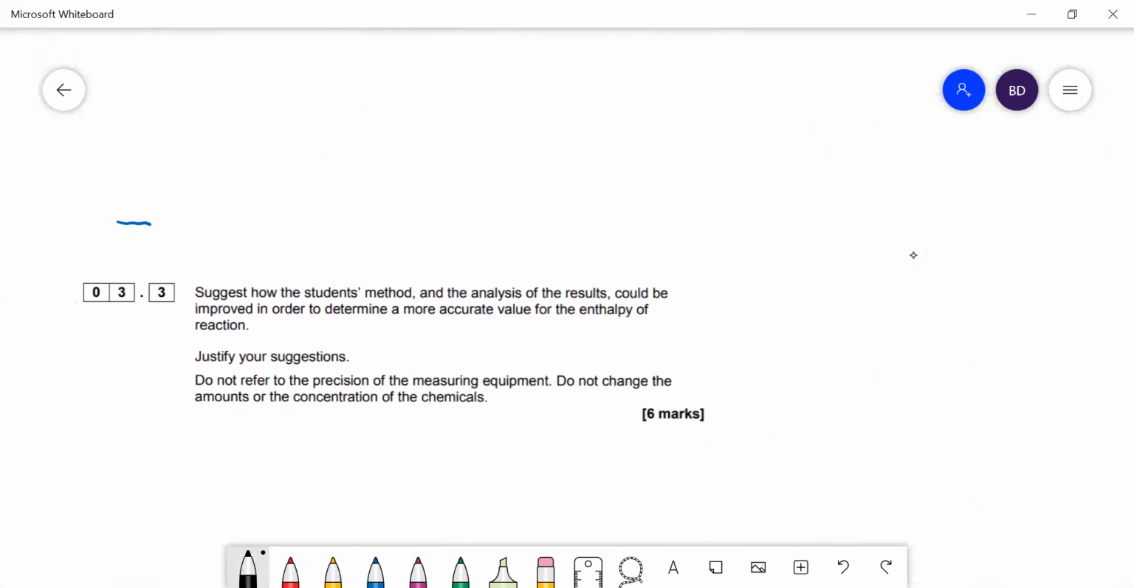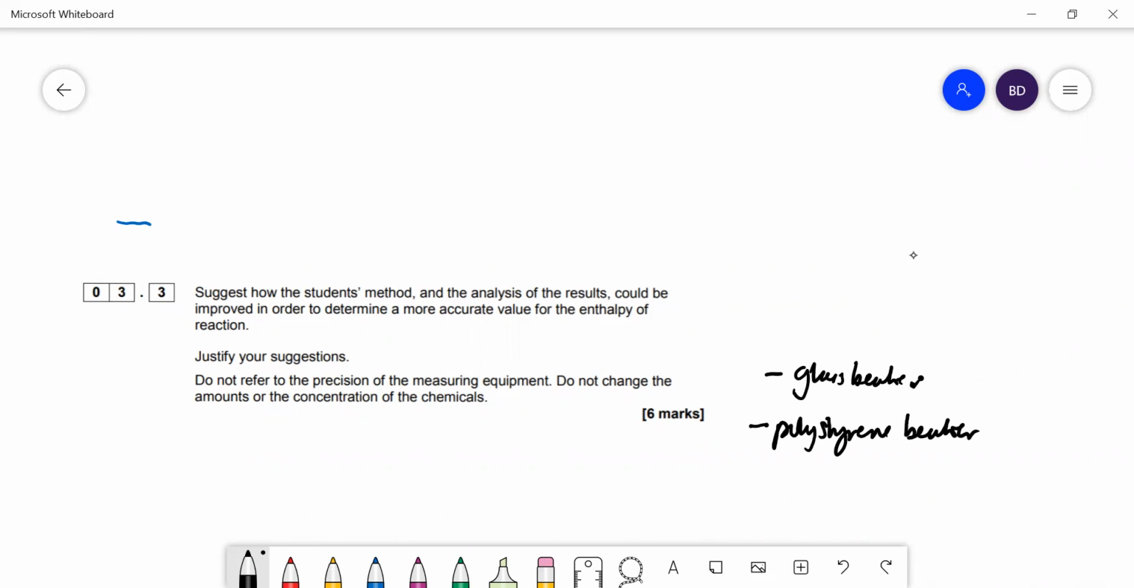3.3. Suggest how the student's method and the analysis of the results could be improved in order to determine a more accurate value for the enthalpy of reaction. Don't refer to the precision of the measuring equipment, and don't change the amounts or the concentration of chemicals. First of all, as I said earlier on, they used a glass beaker, and you wouldn't use a glass beaker, you would use a polystyrene beaker because that is a good insulator. And you'd probably put a lid on the beaker as well, worthwhile mentioning that.